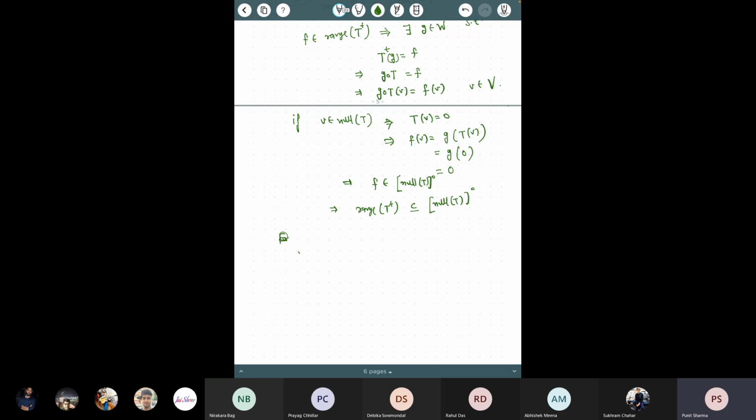So here, let us see what it is. Dimension of null of T plus dimension of null of T annihilator is equal to dimension of V. So what you can say from here, that dimension of null of T annihilator is equal to dimension of V minus dimension of null of T. But what is the right hand side? It's equal to dimension of range of T because of the rank nullity theorem. But then what it is?